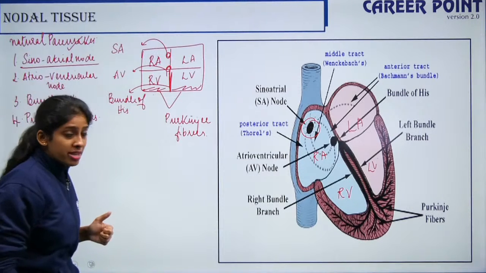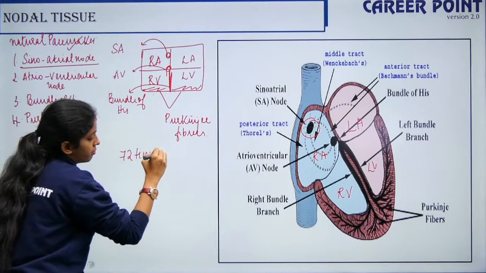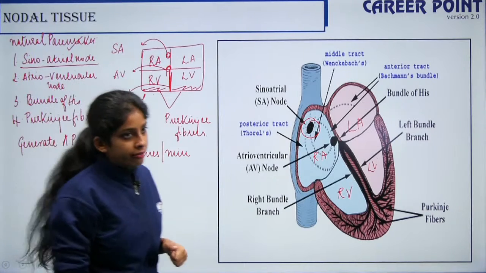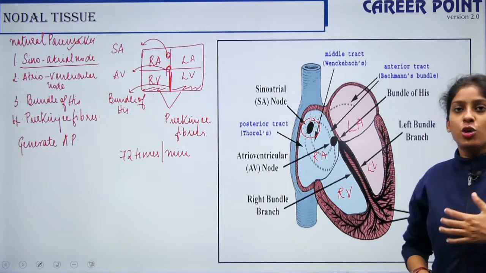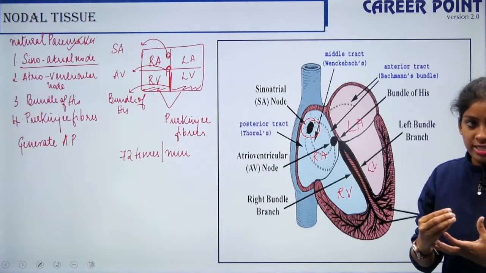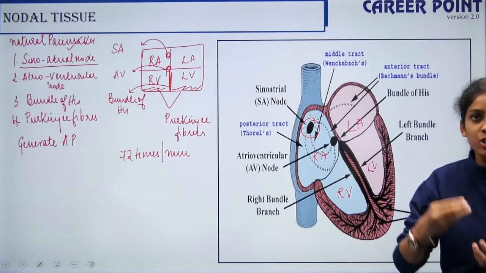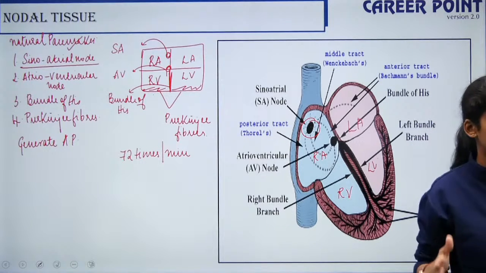In a minute, your heart beats 72 times. This is because of the action potential that is generated. So when they say someone has an artificial pacemaker, it means the SA node is not working, so they replace it so that there is an alternate which can generate the maximum action potential.